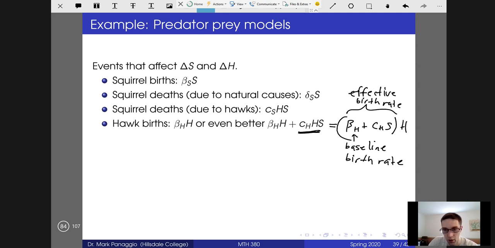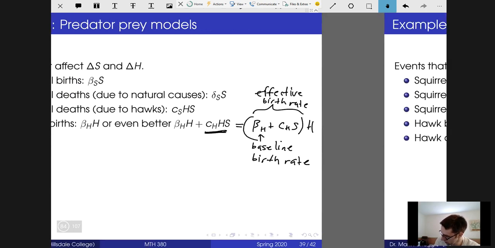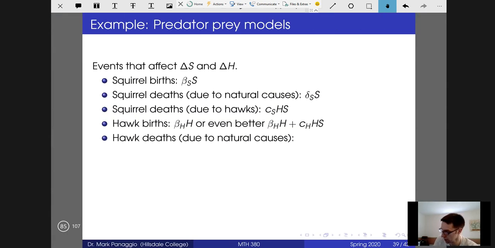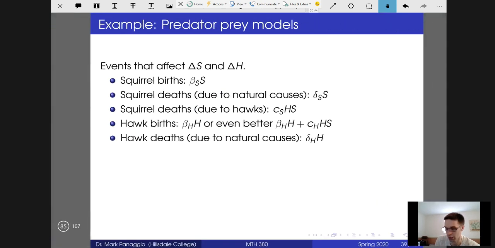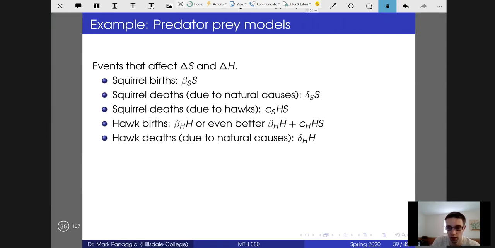It's the birth rate in the absence of food. Okay, so that takes into account births, and then we also have hawks dying, and in this case, hawks don't have any predators, and so they will only die due to natural causes, and we might model that exactly like we did the squirrels, assume that's proportional to the number of hawks.